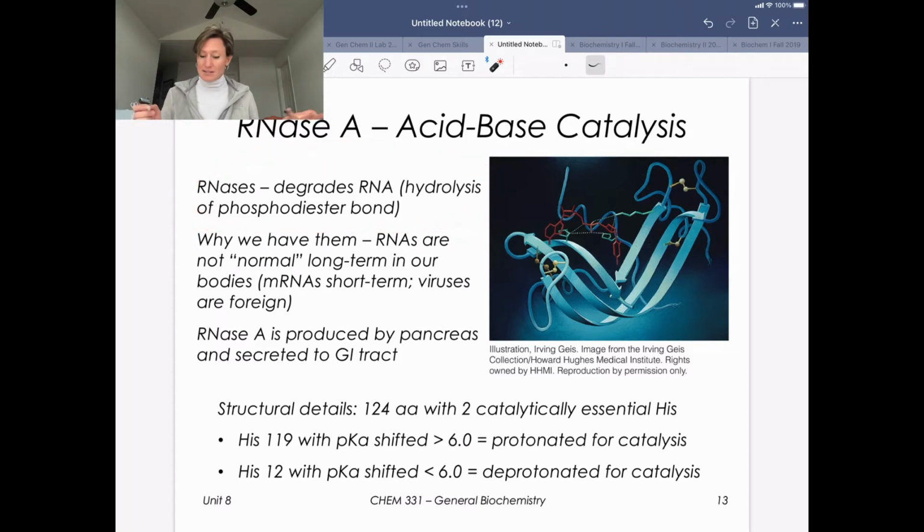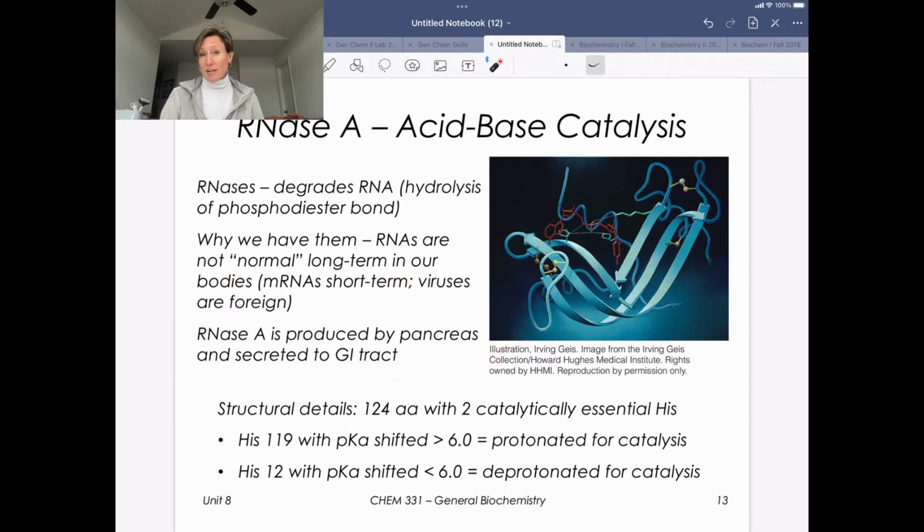So RNases are enzymes that degrade RNA. They're going to hydrolyze or break the linkage that we have in those nucleotides, so that break that phosphodiester bond. We have them because RNAs are not normal long-term in our bodies. Whether they're messenger RNAs that are meant to be short-lived or viruses that are foreign, your body knows that RNA is not supposed to be something that sticks around for a long time. So it has mechanisms to get rid of RNA that's sticking around for too long.